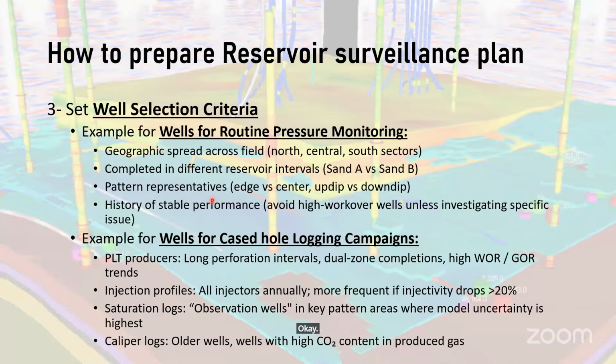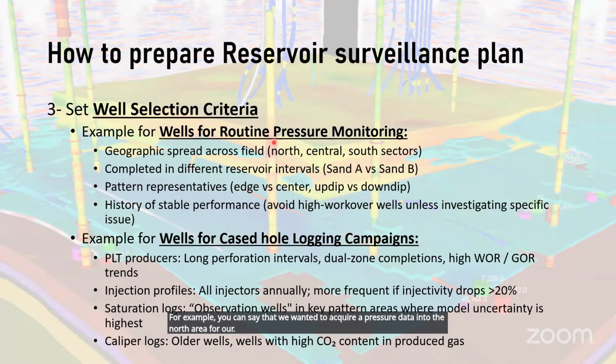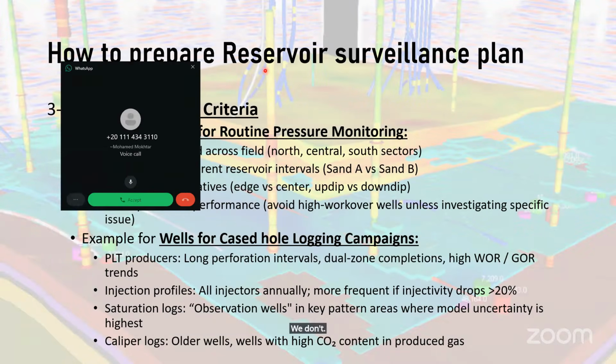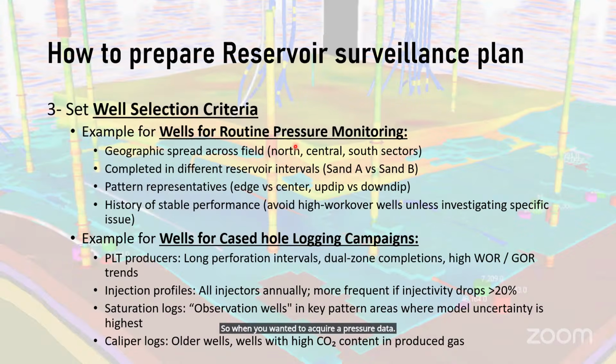And the third part of the reservoir surveillance plan will be the well selection. For example, you can say that we want to acquire pressure data in the north area of our field. Why? Because in the north area we don't have wells, or we don't have pressure data. So we want to acquire pressure data in this region of our field. Okay.